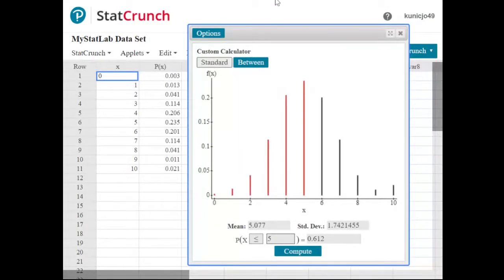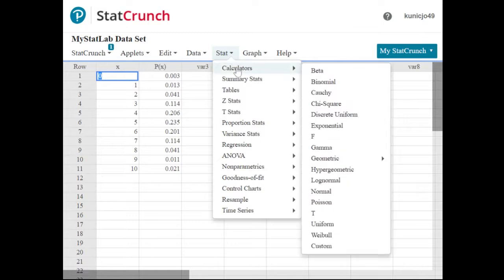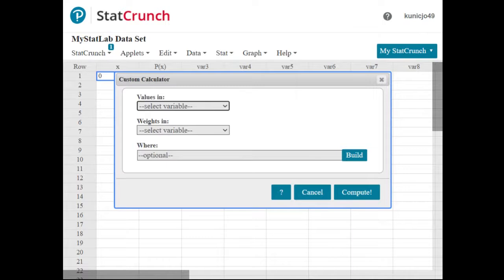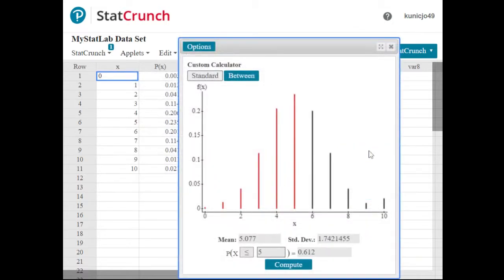All right, so what I told it to do was I'll back it up. I'll show you again. Okay, there's the raw data. We just moved the data to StatCrunch. You go to Stat, Calculator, and you go Custom all the way at the bottom. It tells you the values are the values of the random variable, which is x. So I tell it that's x. The weights are the probabilities. They're weighted as probabilities. And I tell it compute. And there it is. You can see on the left is the mean, 5.077, and the standard deviation is 1.742.